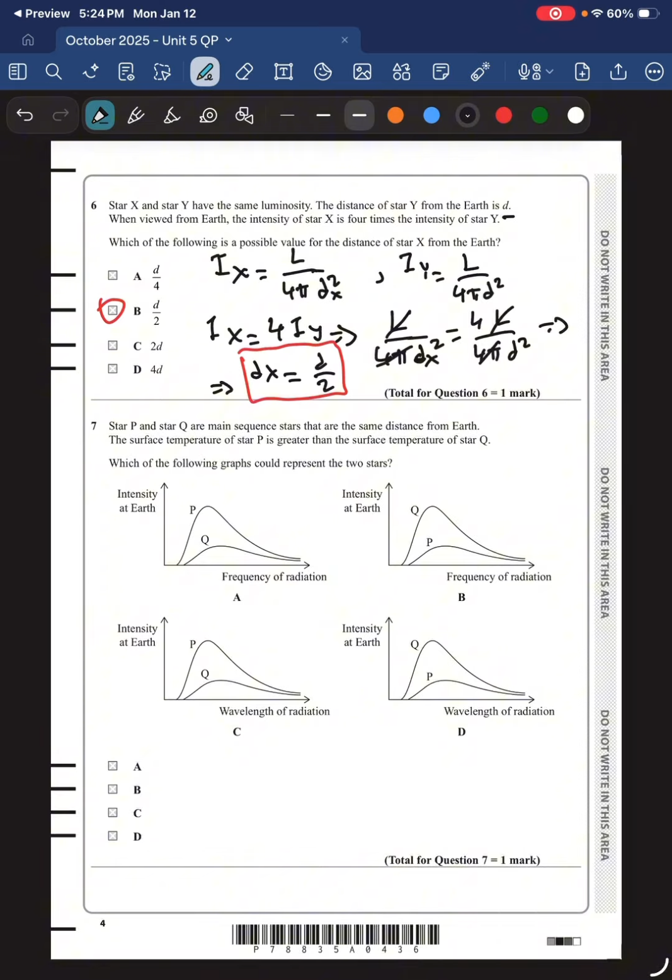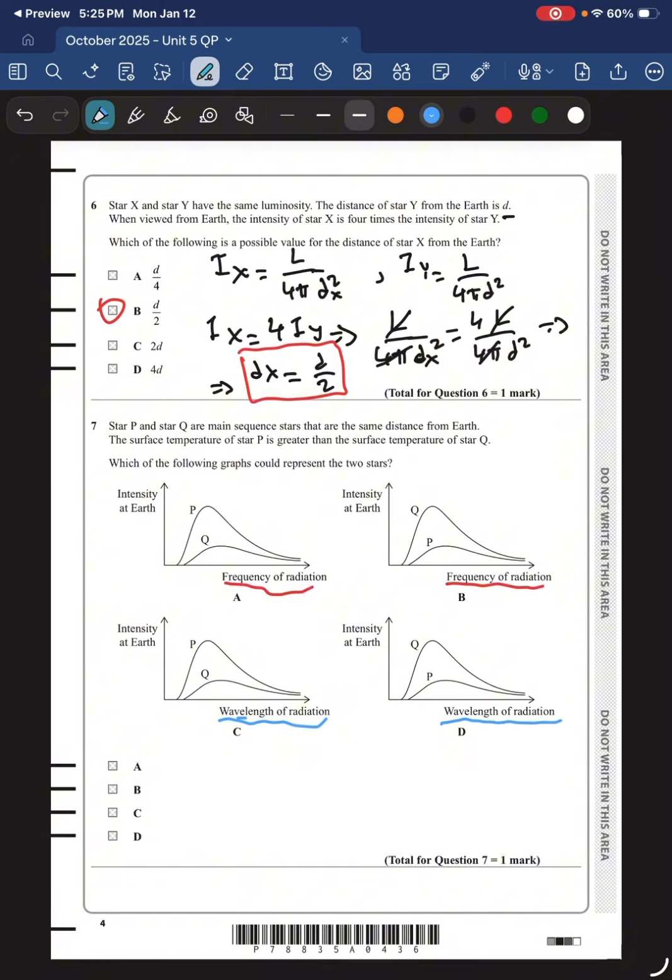Right. Question 7. Star P and star Q are main sequence stars that are the same distance from Earth. The surface temperature of star P is greater than the surface temperature of star Q. Which of the following graphs could represent the two stars? Here you have to be careful, because these graphs give you the frequency of radiation, which is unusual. And these two graphs give you the wavelength.